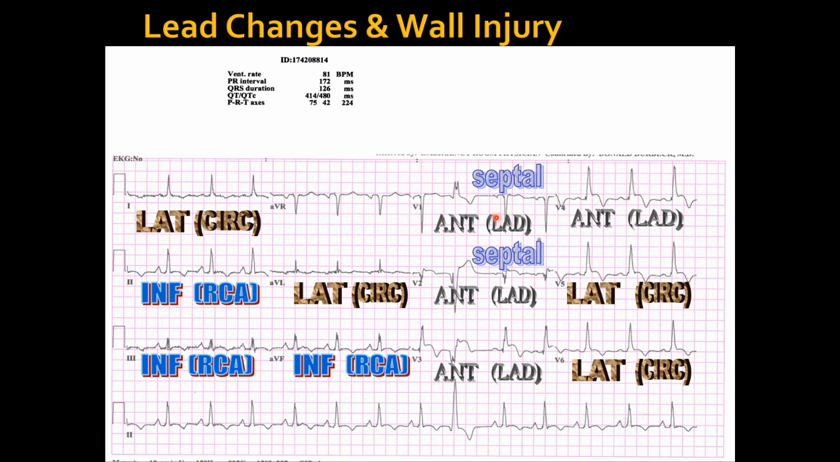And now coming to the left anteroseptal leads. Anteroseptal leads, they are V1, V2, V3 and V4. V1 and V2 are septal leads, and V3 and V4 are anterior leads. So these four leads are anteroseptal wall leads. And the artery block is, सबसे जो important artery है वो है left anterior descending artery.